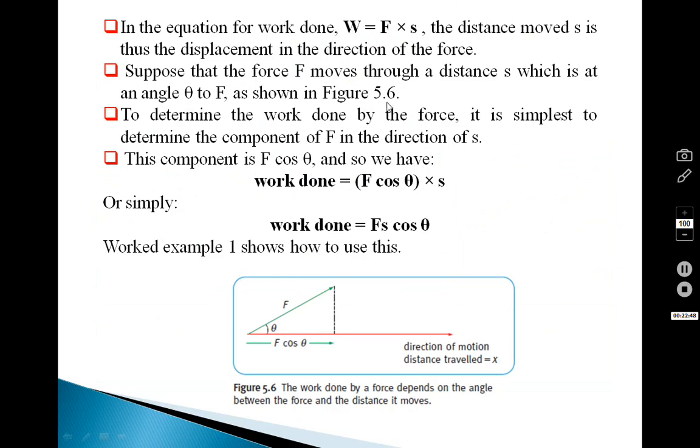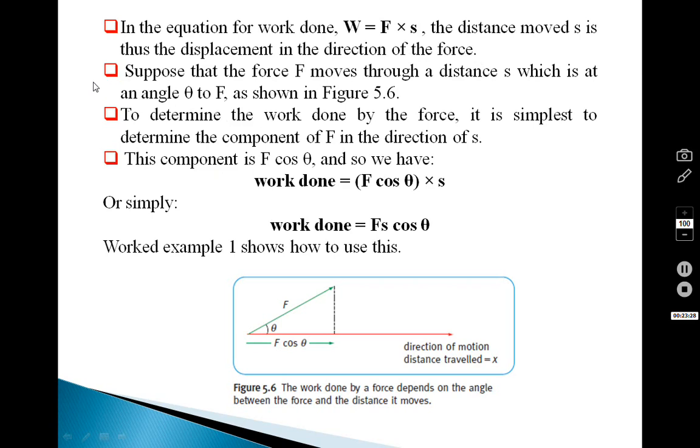Actually, we have another type of situation of force movement. In the equation W equals F times S, the work done here, the distance moved is equal to the displacement in the direction of the force. This is the normal case, what we have discussed before in those examples in the last slide.